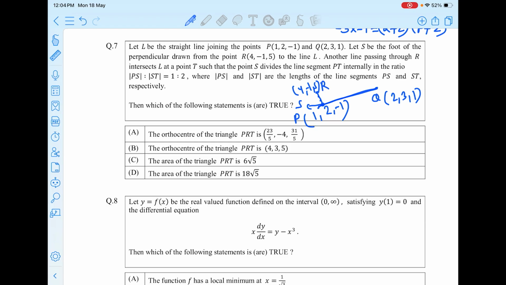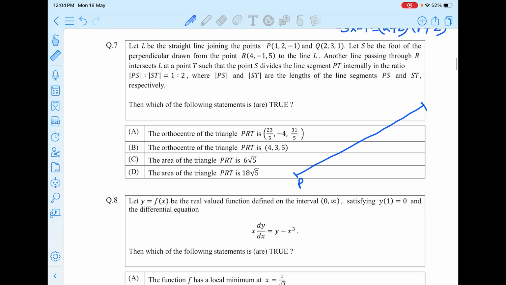Okay, so see, if I draw the diagram more properly, this is P, this is Q. From point R, the foot of perpendicular is S. Another line passing through R intersects L at a point T, such that S divides the line segment PT internally in the ratio of 1 is to 2.